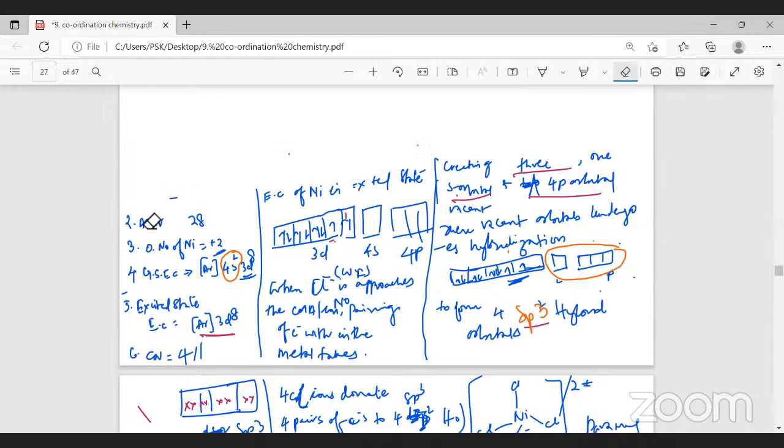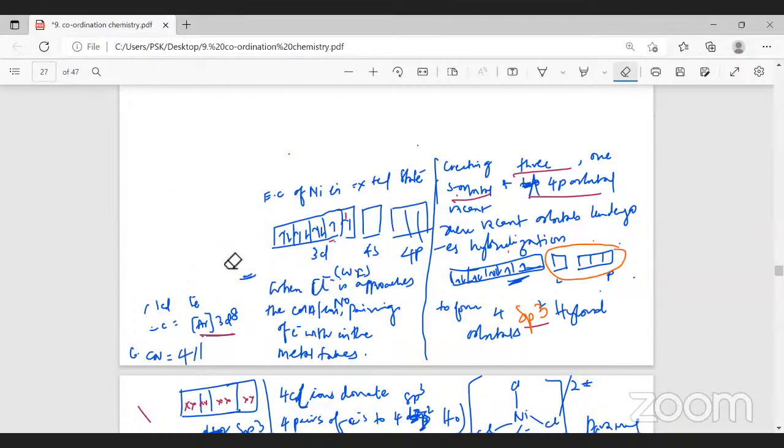Now, this crystal field theory majorly has only 2 postulates. What are the 2 postulates of crystal field theory? We're going to learn them now, and then we're going to learn some of the complex structures based on crystal field theory.